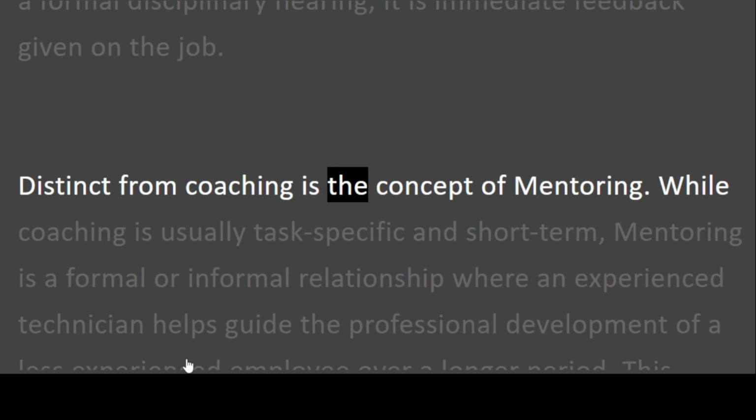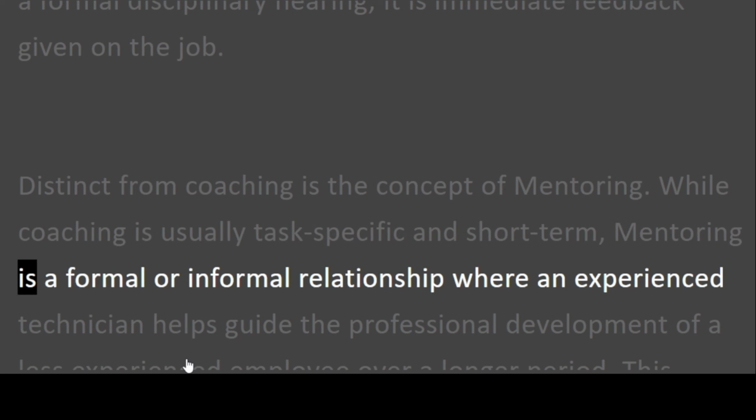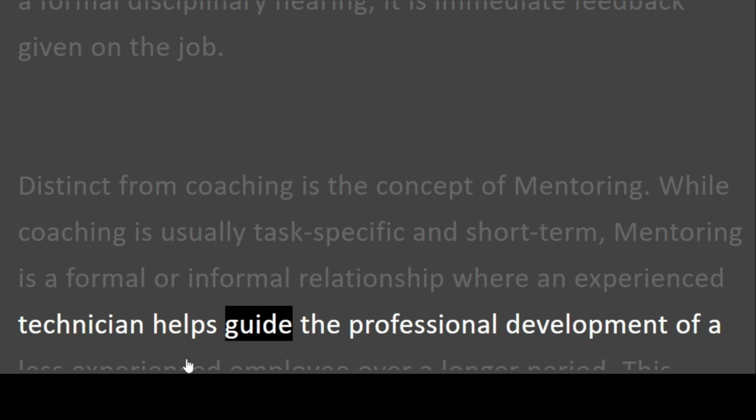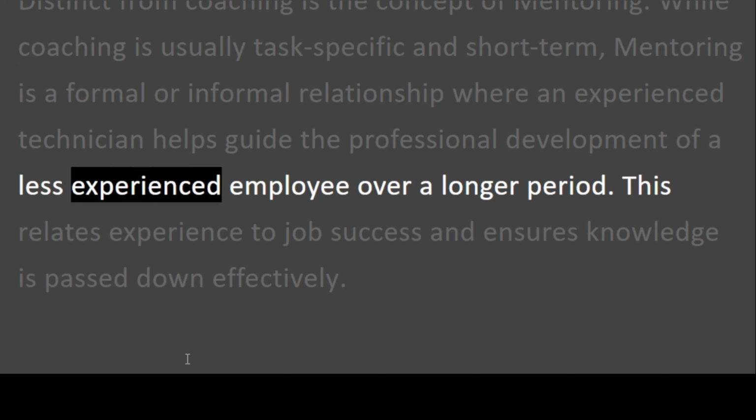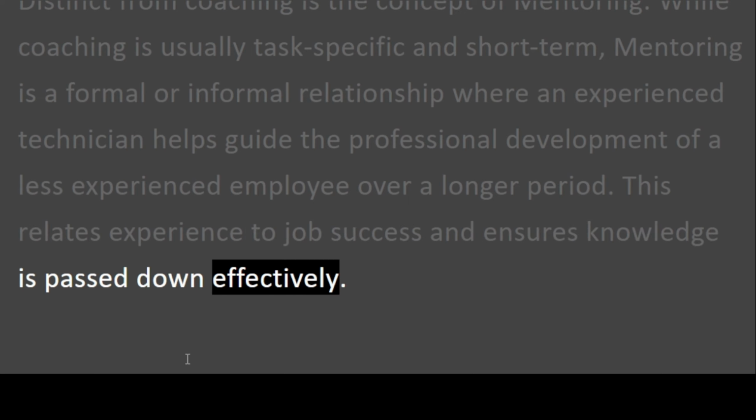Distinct from coaching is the concept of mentoring. While coaching is usually task-specific and short-term, mentoring is a formal or informal relationship where an experienced technician helps guide the professional development of a less experienced employee over a longer period. This relates experience to job success and ensures knowledge is passed down effectively.